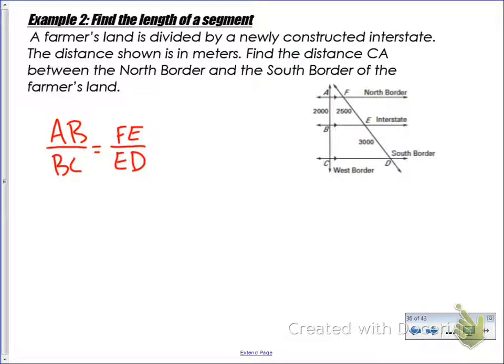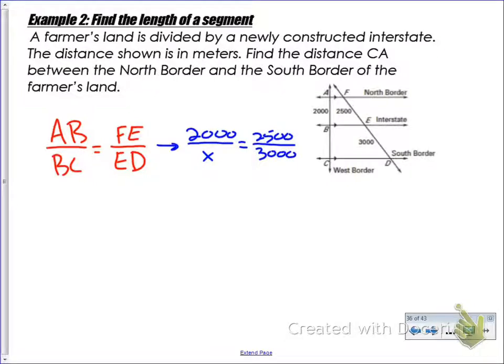And again, we'll plug numbers in here. AB is 2,000, so plug that in for AB. BC we don't know, we'll call that X. FE we're given as 2,500, and then ED we're given as 3,000.